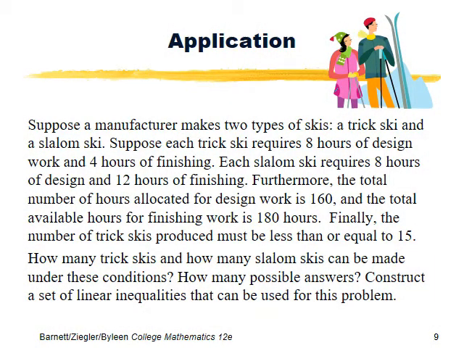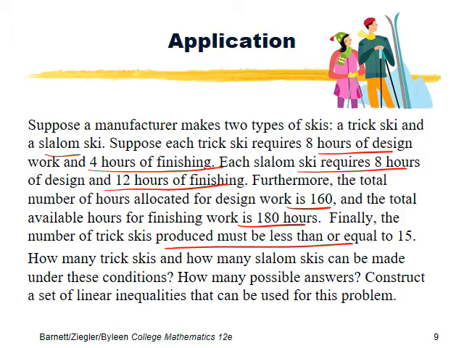Here is the application, with the same problem. Suppose a manufacturer makes two types of skis, a trick ski and a slalom ski. Each trick ski requires 8 hours of design and 4 hours of finishing. Each slalom ski requires 8 hours of design and 12 hours of finishing. The total number of hours allocated for design work is 160 and the total available hours for finishing work is 180. Finally, the number of trick skis produced must be less than or equal to 15. How many trick skis and how many slalom skis can be made under these conditions?